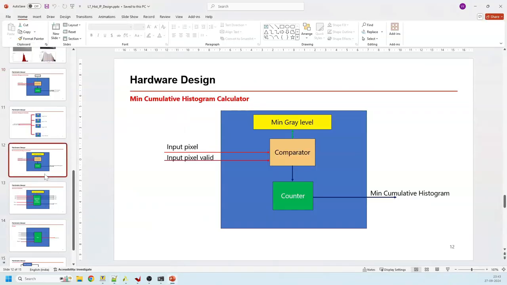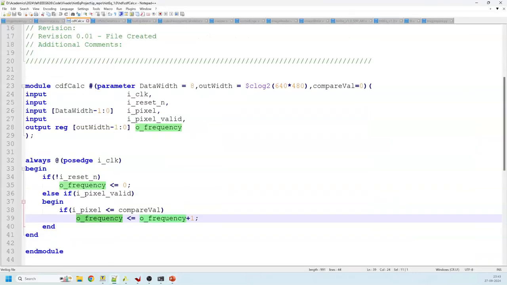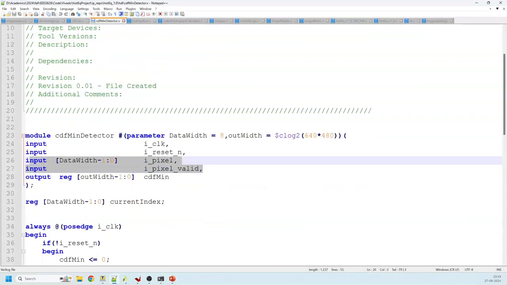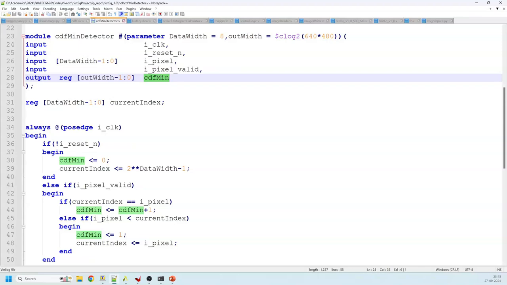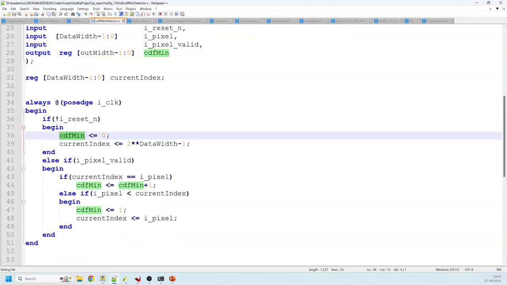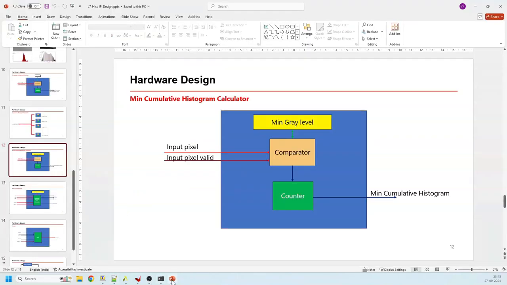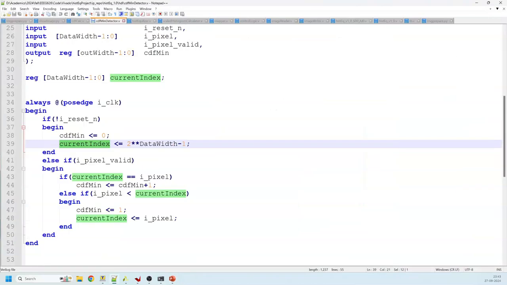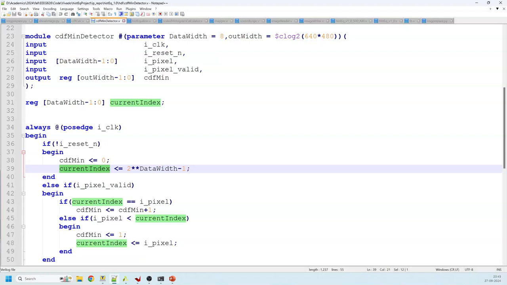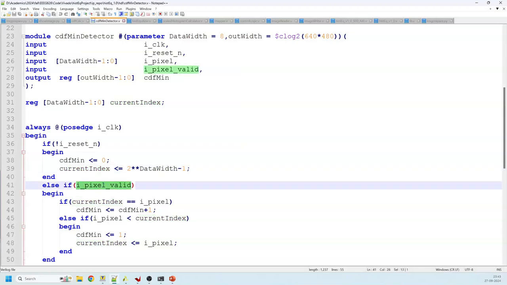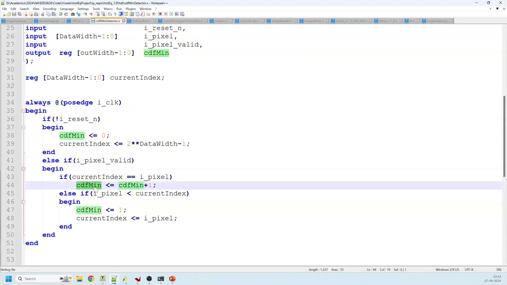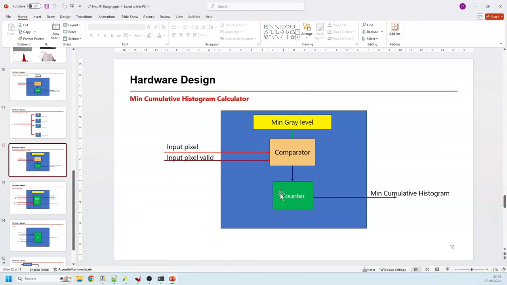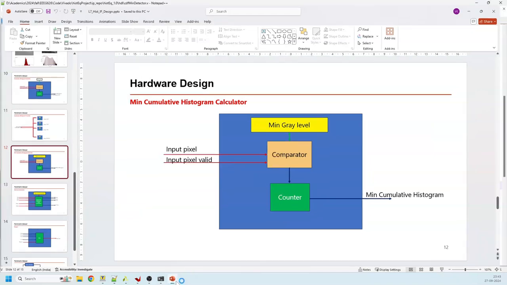Now the next module is the one used to find the minimum cumulative histogram. So here it is. Again, we have the same streaming interface, and this is the output, which is the minimum cumulative histogram. Again, the idea is whenever there is reset, we reset it to 0. And this corresponds to the current minimum gray level. I'm directly initializing it to 2 to the power of data width minus 1. So in our case, it will be initialized to 255. Whenever I get a new pixel, when pixel value is high, and if the current pixel is the same as the minimum level that I currently have, I'll be incrementing the CDF min. The CDF min is nothing but my counter here, which will be giving me the minimum cumulative histogram.